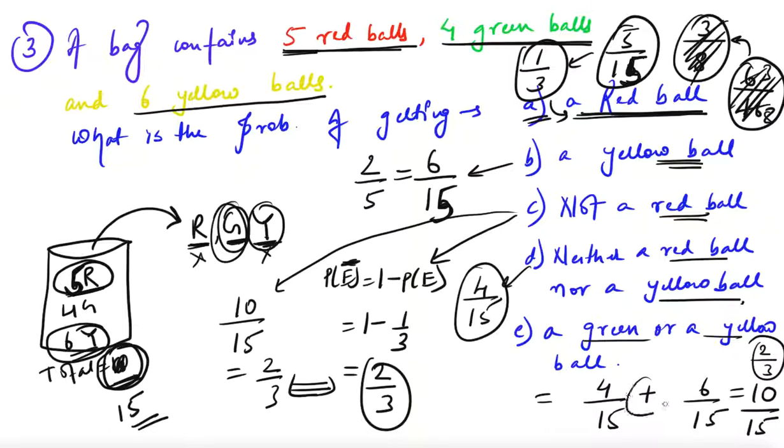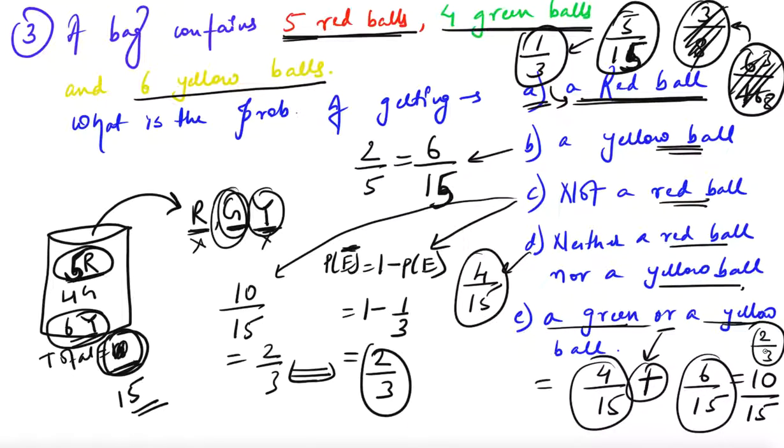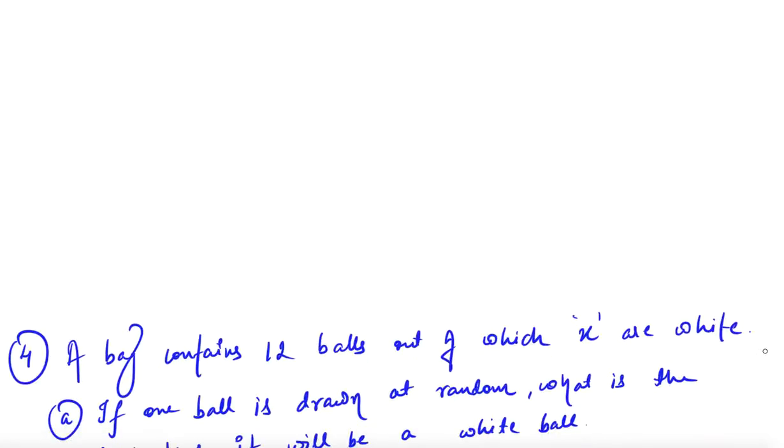Now you might be thinking why I chose a plus sign here, because it is or. If this condition is satisfied, then also my event is satisfied, and if this condition is satisfied, then also my case is satisfied. So in such questions, I always add the probabilities, which will give me the final answer. So I hope this question is done and you understood the concept behind this.